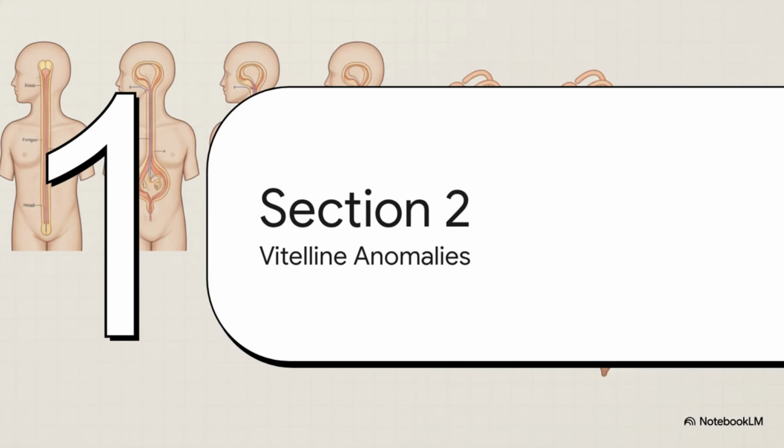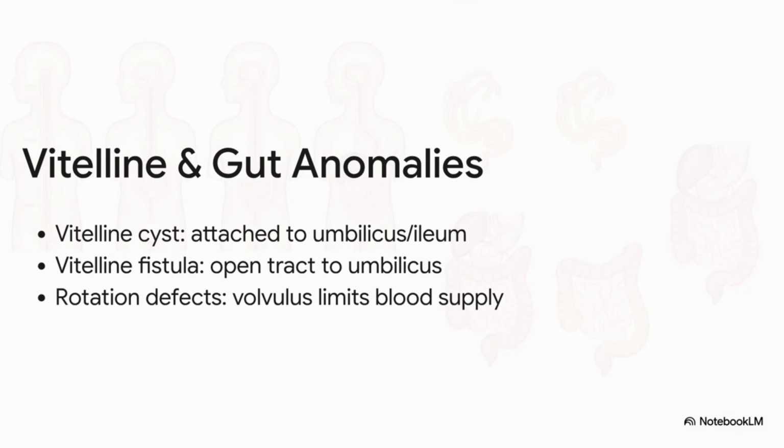Moving right along to Section 2, vitelline and rotation anomalies. So the vitelline duct is supposed to completely obliterate, right? Well, when it doesn't, things get complicated, and it can have absolutely devastating vascular consequences for the fetus. For instance, you might see a vitelline cyst, also known as an enterocystoma. This is where a cyst literally remains attached to both the umbilicus and the wall of the ileum by vitelline ligaments. Or you could get a vitelline fistula. That's an open tract connecting the lumen of the ileum directly out to the umbilicus.